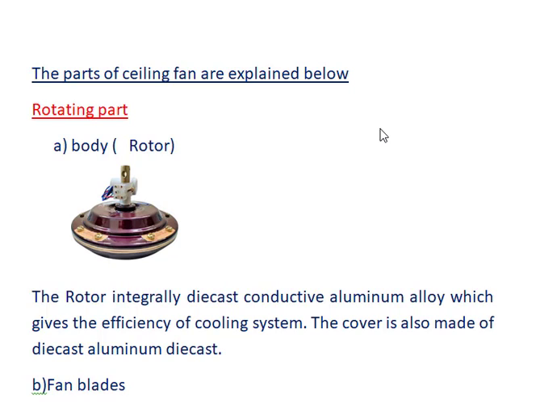The parts of the ceiling fan are explained here. First one is the rotating part. In this rotating part, first one is the body, the rotor. The rotor is an integrally die-cast conductive aluminum alloy. It is made up of the aluminum alloy, which gives an efficient cooling system. This cover is also made up of die-cast aluminum, so it is used to cover the whole internal parts of the ceiling fan. So it acts as a body. It is also called a rotor.